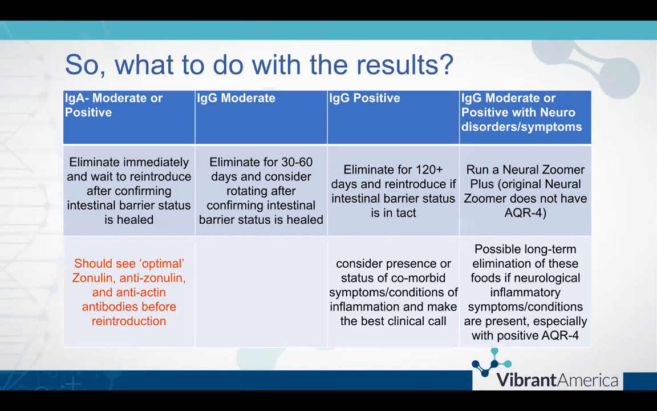Moderate IgG, positive IgG, and then if you have IgG moderate or positive with neurological disorders or symptoms, check a neural zoomer plus first. Just keep in mind the original neural zoomer does not contain those aquaporin 4 antibodies, only the neural zoomer plus does. And then you would want to look at whether there is clinical reason and support for long-term elimination of these foods. Do I see symptoms? Do we have other autoantibodies to the brain or nervous system? And if so, those foods would be gone long-term.